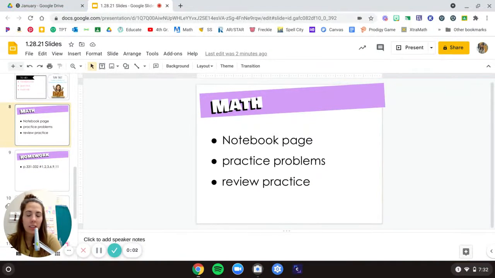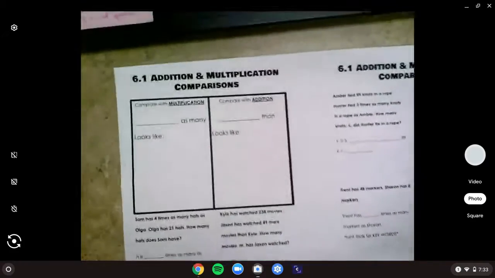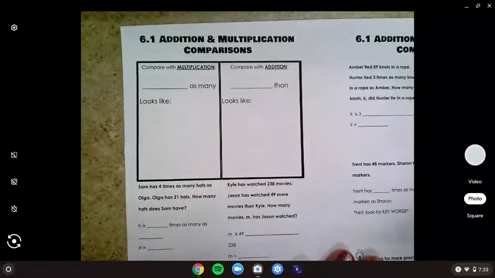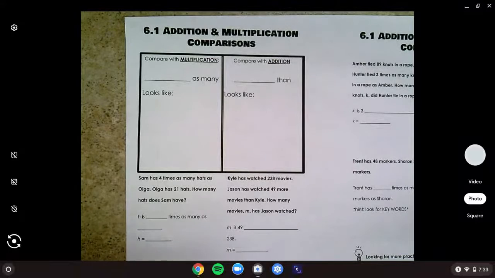Hello, fourth graders. Today we're going to do our math notebook page. You'll have some practice time and then we'll review those before we go on to homework. So let's go ahead and get our math notebook page out. Perfect. Have this page glued into your math notebook.